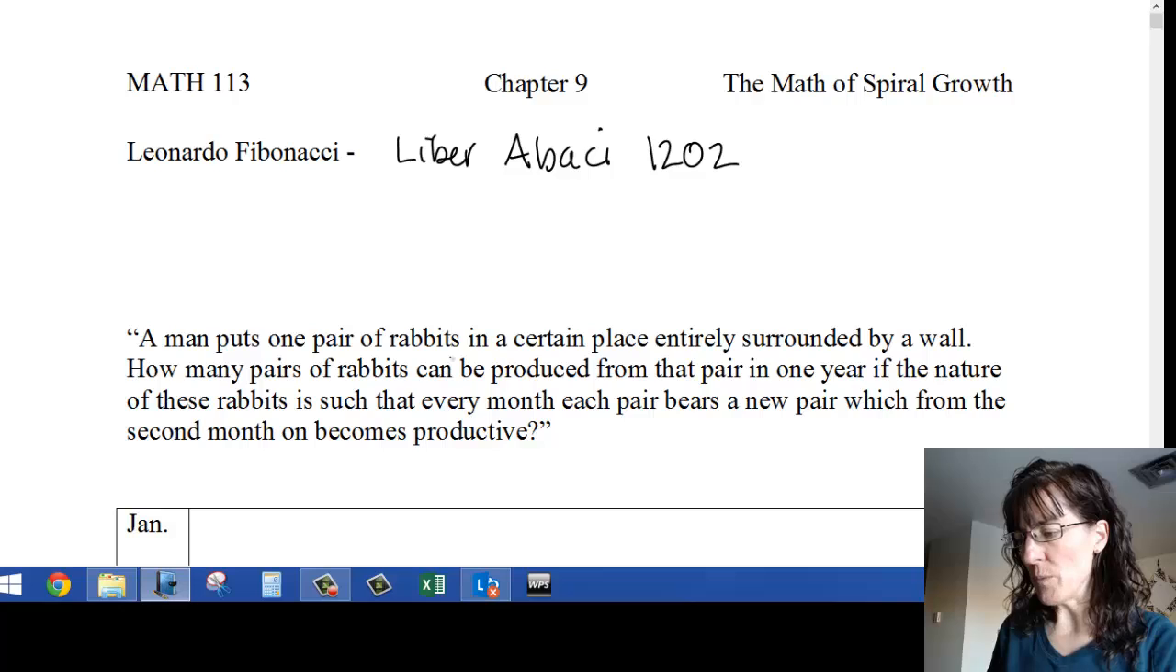A man puts one pair of rabbits in a certain place entirely surrounded by a wall. How many pairs of rabbits can be produced from that pair in 1 year if the nature of these rabbits is such that every month each pair bears a new pair, which from the second month on becomes productive?